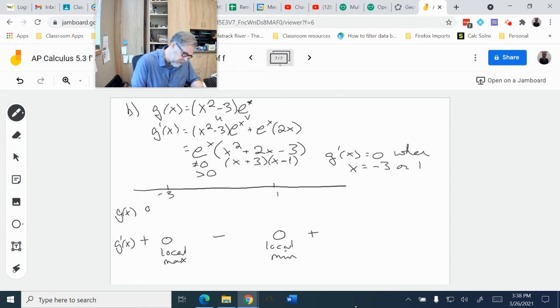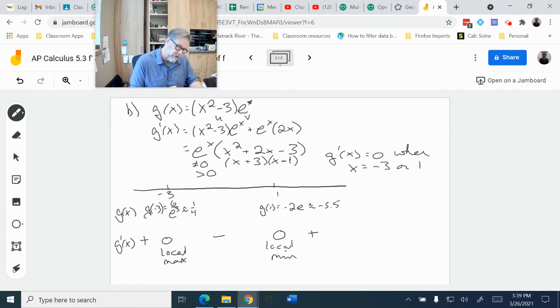Doing some calculations, I discover that g of negative 3 is 6 over e cubed, and g of 1 equals negative 2e. And this is approximately negative 5.5, and this is approximately 1/4. Very approximately. I just did it in my head because it doesn't matter, it's not really relevant.